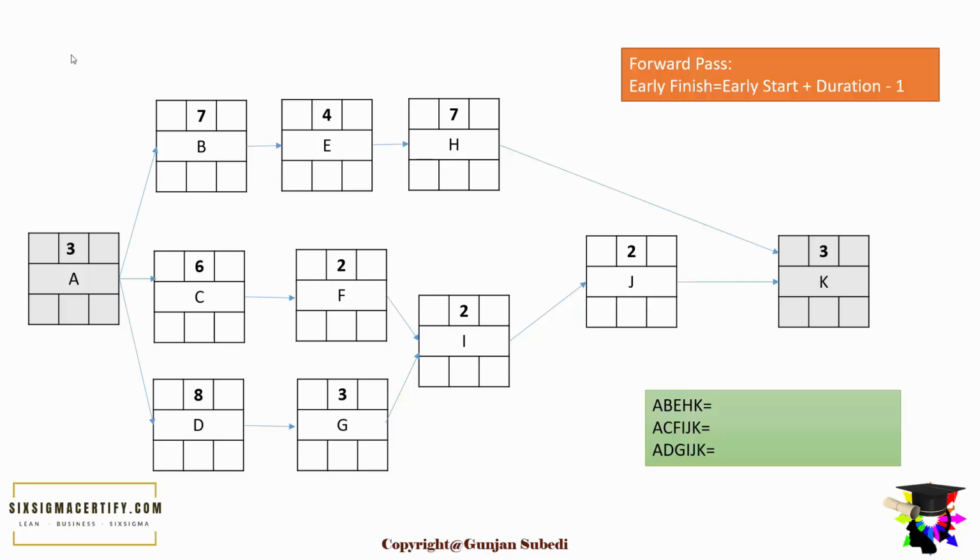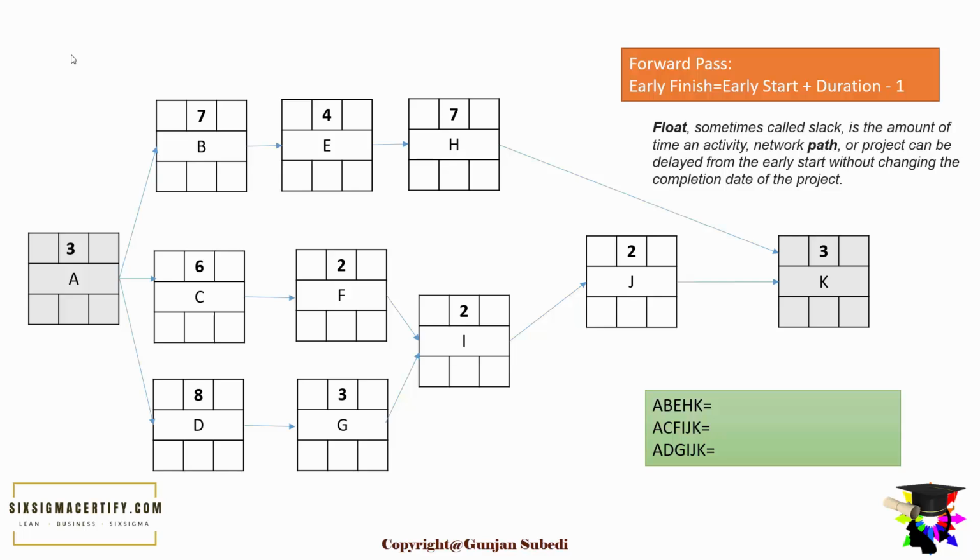Now let us start on early start and early finish with a formula. I have given the formula on the top right corner. In the forward pass process, the early finish is the sum of early start and duration minus 1. We already have the set or planned duration for each of these processes A, B, E, H, K, and similarly for the other processes C, F, I, J and D and G. So for process step A, the duration is 3.